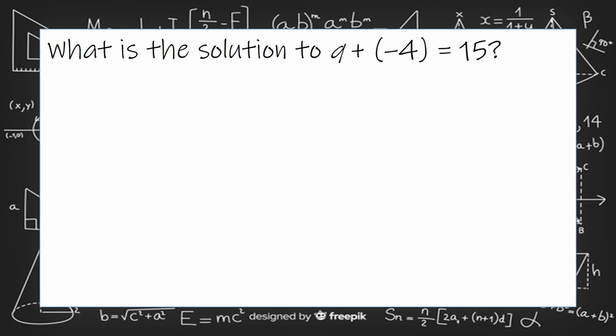q plus negative 4 equals 15. q wants to be left alone on the left side of the line, so we need to get that negative 4 away. Well, it's being added, so we're going to subtract a negative 4. Well, subtracting a negative is the same as adding a positive. And we do that to both sides to make sure that the equation stays balanced. So negative 4 and positive 4 create that 0 pair, and you're just left with q. 15 plus 4 is 19.